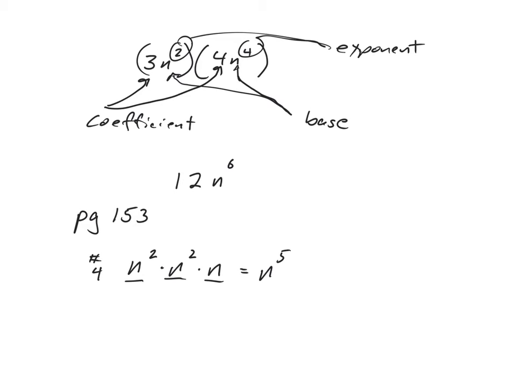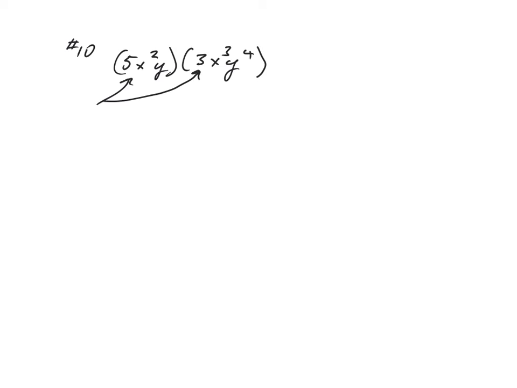Okay, let's go to the next question. Let's get a little bit more exciting here. Let's go to number 10. Number 10 gives us 5x squared y, and we're going to multiply that by 3x to the third y to the fourth. Now, again, everything is multiplication. There's no addition of these two. We'll go to the coefficients first and multiply them. And we should get 3 times 5. What is that?